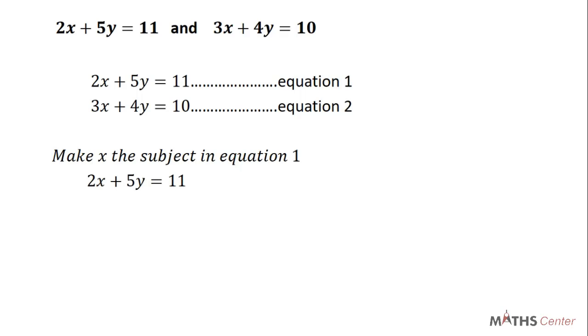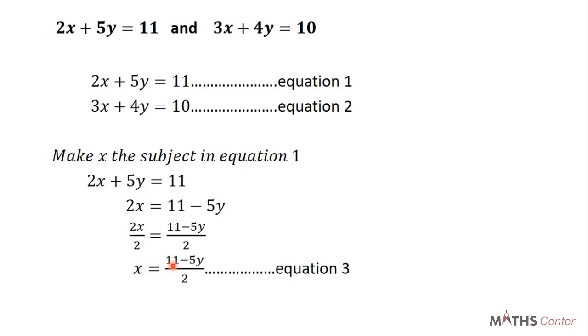Now to make x the subject in equation 1, we know that equation 1 is 2x plus 5y is equal to 11. So I'll send 5y over here, and I'll have 2x is equal to 11 minus 5y. In making x the subject, I'll divide both sides by 2. So x will give me 11 minus 5y over 2. So I now have this as x. I've made x the subject in equation 1.